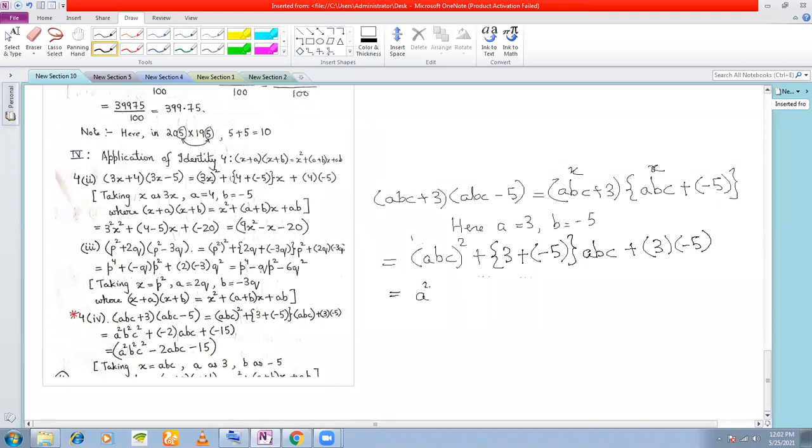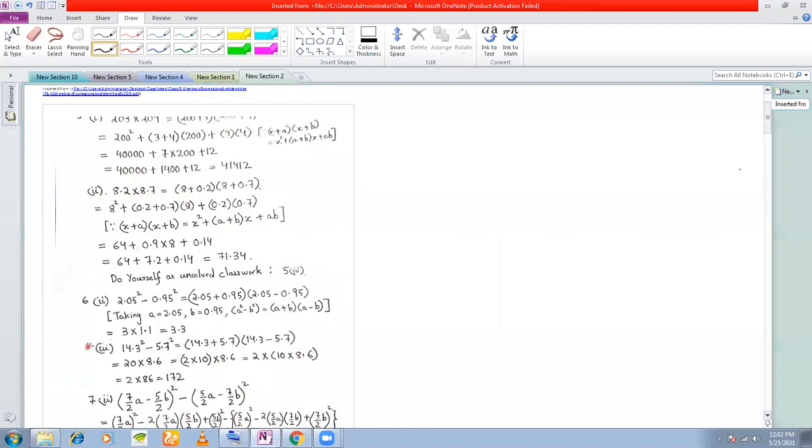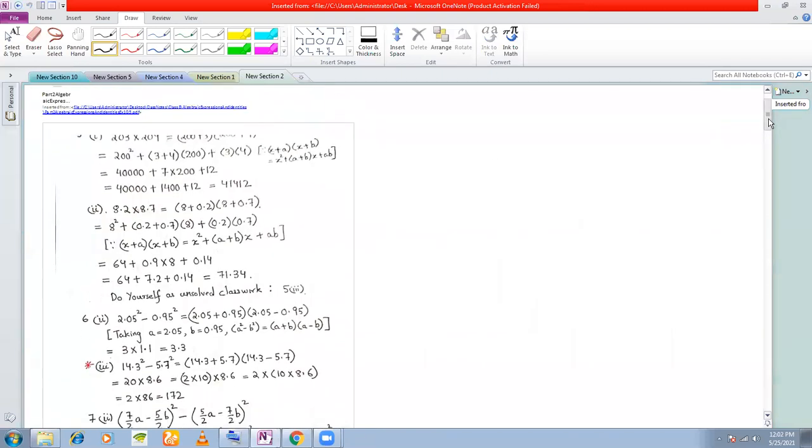This becomes your a square, b square, c square. And 3 minus 5 is minus 2abc. And 3 into minus 5 is minus 15. Okay, clear with this? Any questions you have? Fine, we start with the next part.